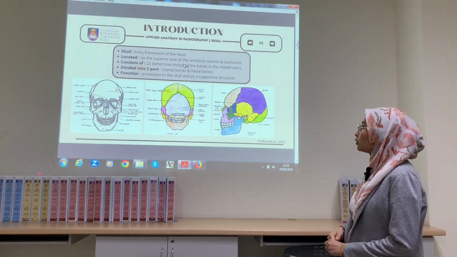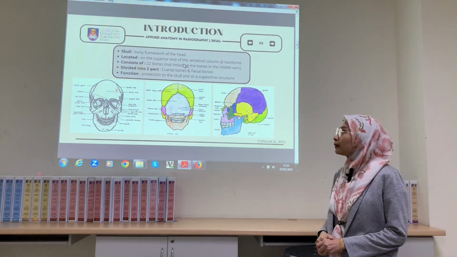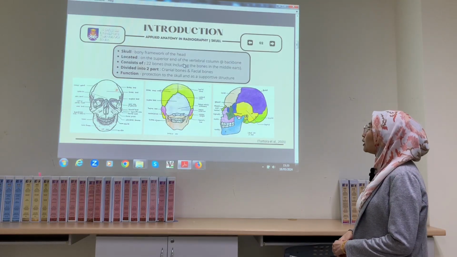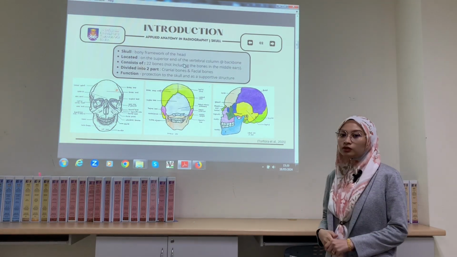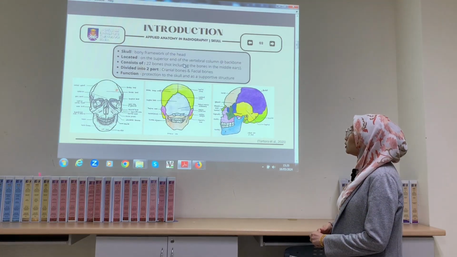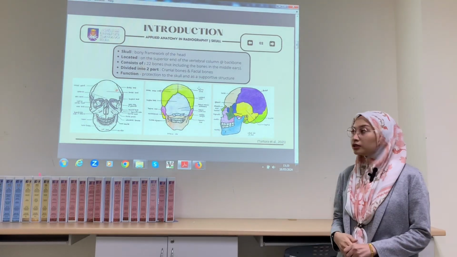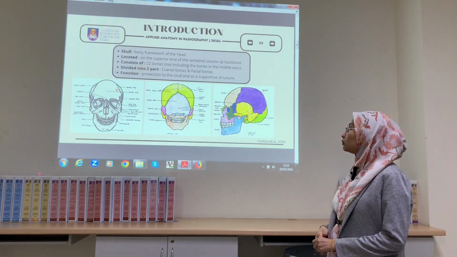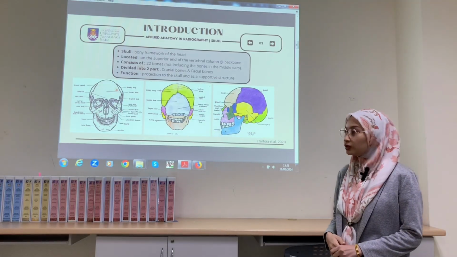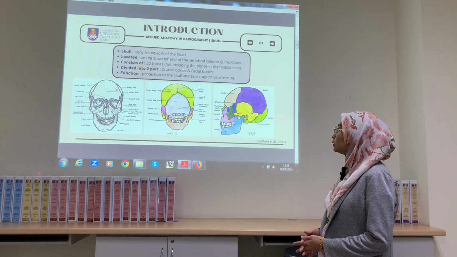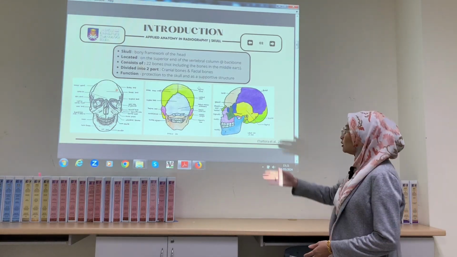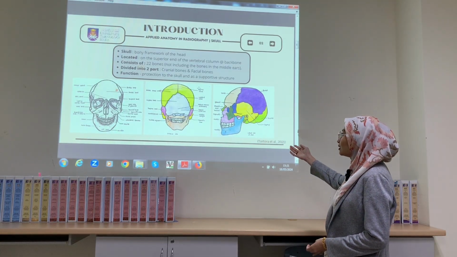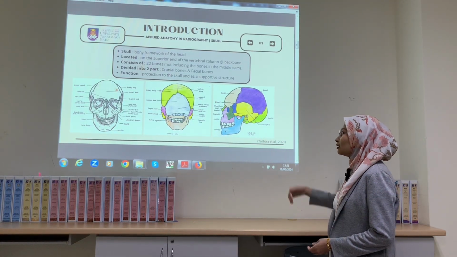The skull is the bony framework of the head, located on the superior end of the vertebral column or backbone. It consists of 22 bones, not including the bones in the middle ears, divided into two parts, which are cranial bone and facial bone. The function is to protect the brain and to act as a supportive structure. Here is our diagram of the skull.